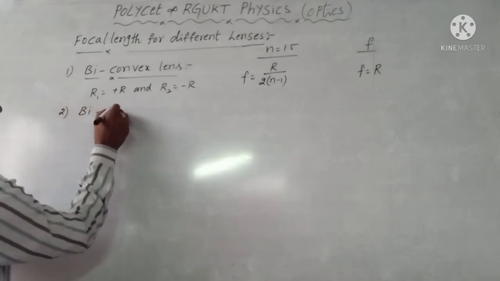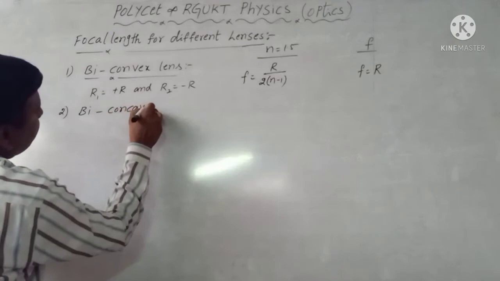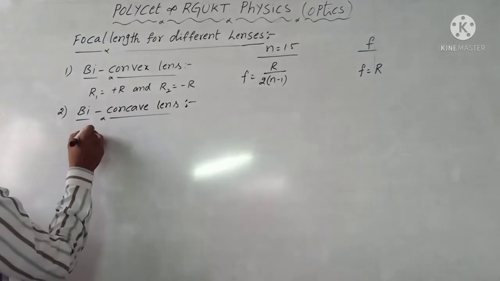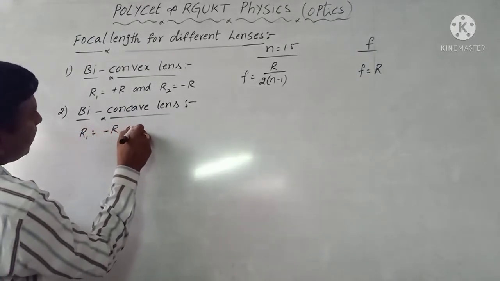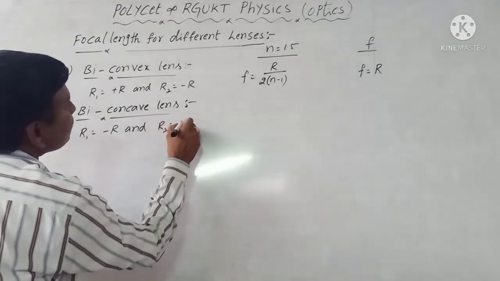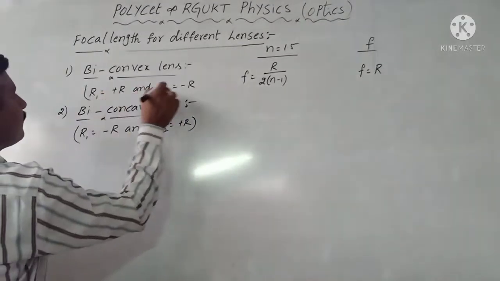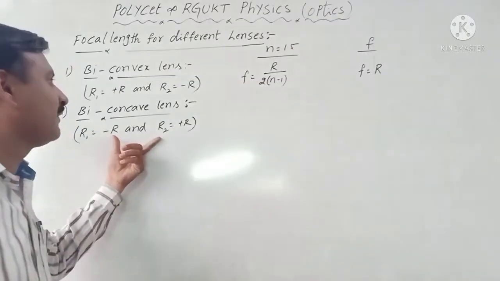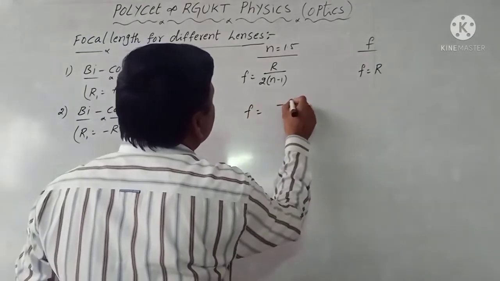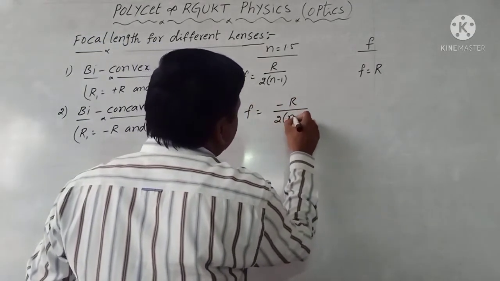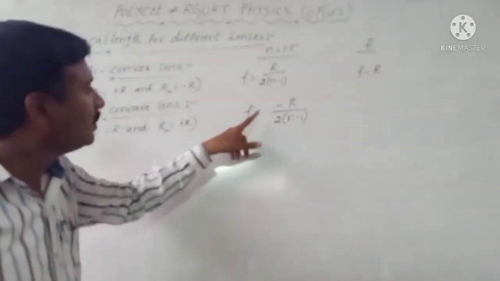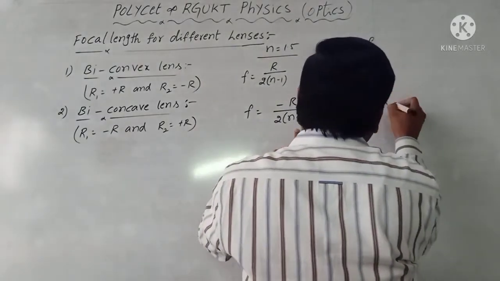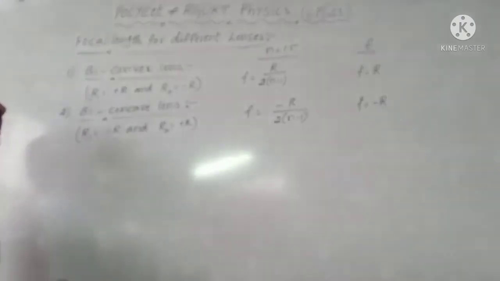Next one is the biconcave lens. For the biconcave lens, we take R1 as minus R and R2 as plus R. These are the conditions. Again, these two are substituted in the lens maker formula. Again we get the formula f is equal to minus R by 2 into n minus 1. So you get f is equal to minus R. Focal length equals minus radius of curvature.